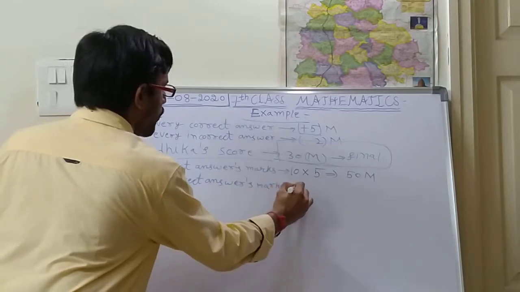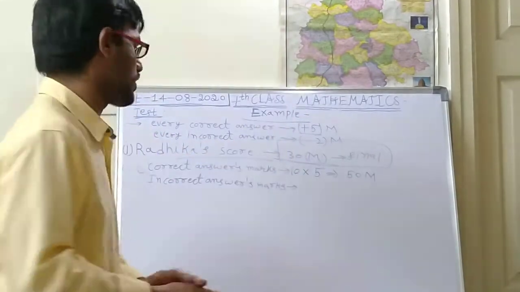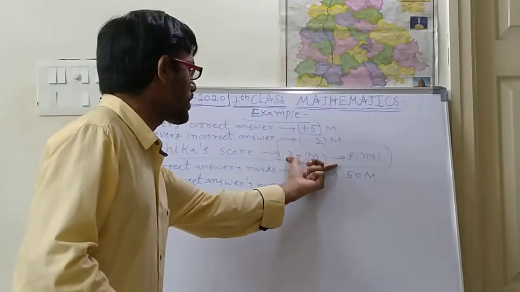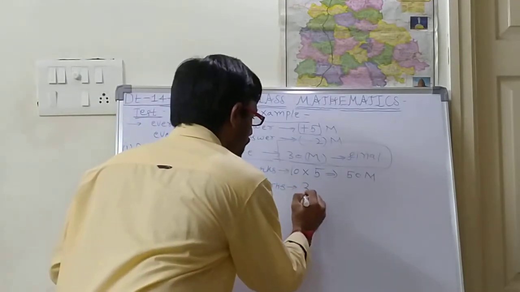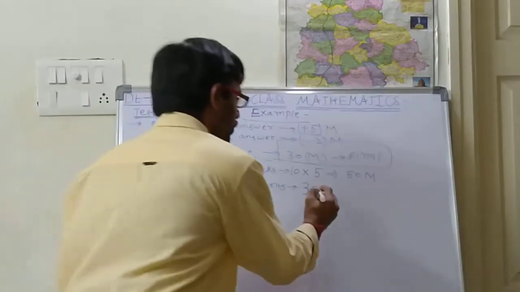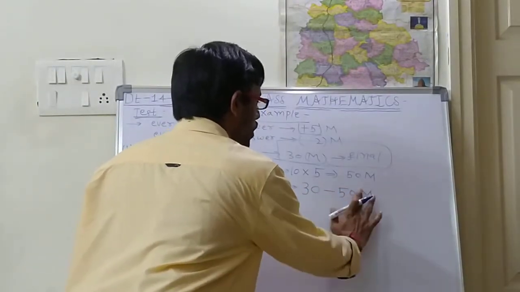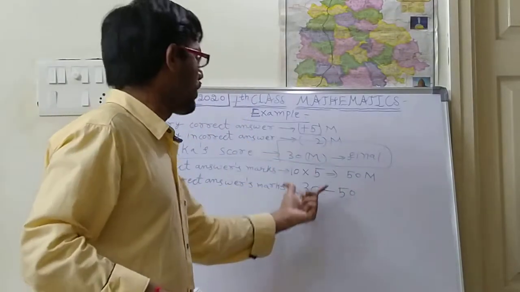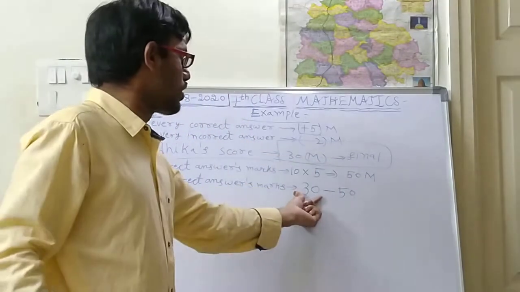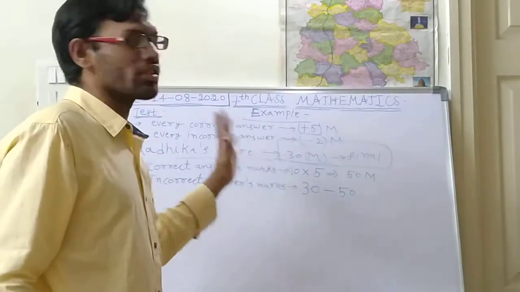Now we have to find how many marks we are awarded for the incorrect answers. Here 30 marks is the final score. Out of the 30 you should subtract 50 marks, because these two are marks only. But 30 is the final score, so you have to consider 30 as the greatest number in this problem.